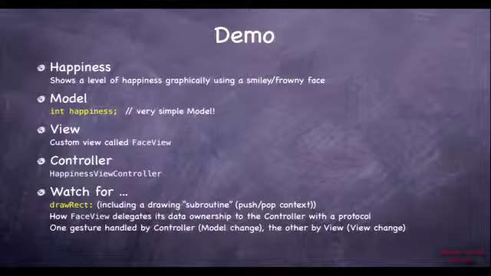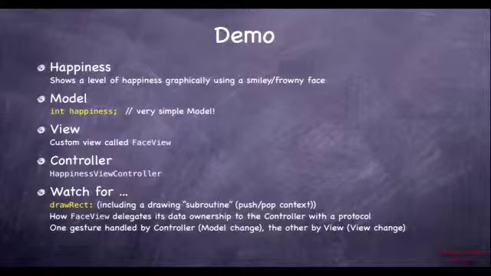It's the happiness. So what our application is going to do is show us our happiness and let us say how happy we are with the gesture. Okay, that's what this thing does. Our happiness is the model, and it's stored in the controller as an int. And 0 means very, very sad, and 100 means very, very happy. Okay, so that's our model.